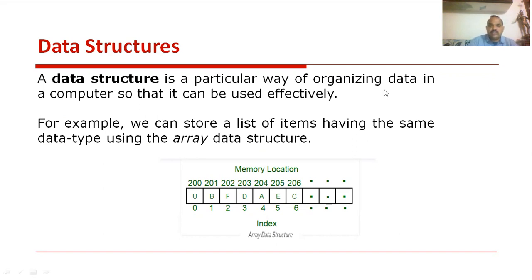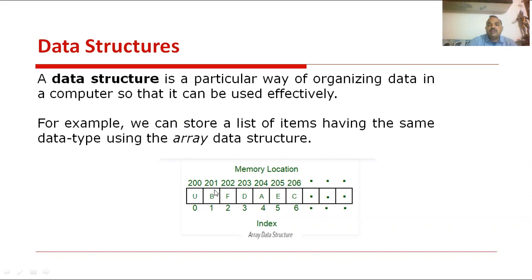For example, we can store a list of items having the same data type using the array data structure. This is an array. This is a character array. These are the memory blocks, addresses 1, 2, 3, 4, 5, 6, etc. These are the indexes. U, B, F, D, A, E, C, these are the values.